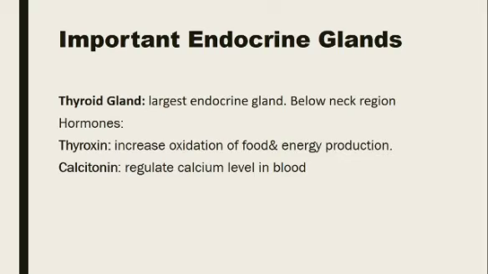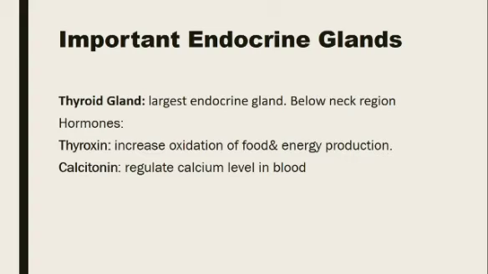Next important gland is thyroid gland. It is the largest endocrine gland and it is present below the neck region. It also releases two hormones. One is thyroxine, that is involved in the oxidation of food and energy production. When oxidation of food takes place, breakdown of food takes place, energy will be released and that energy will be used for different activities.